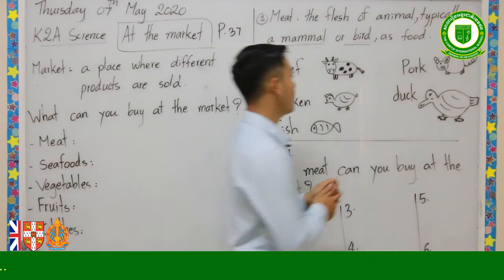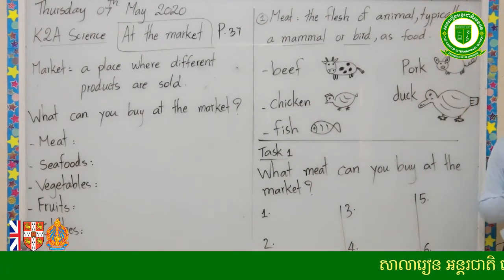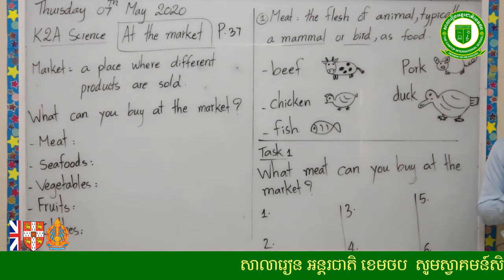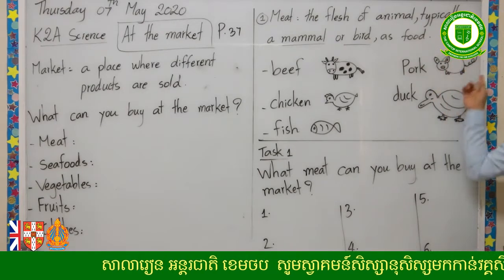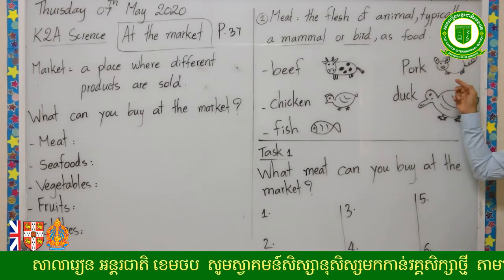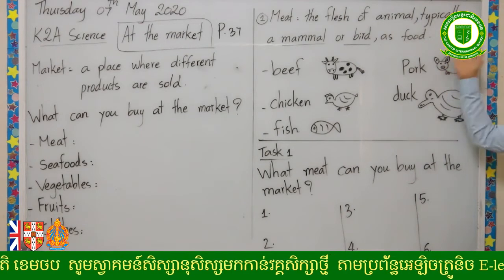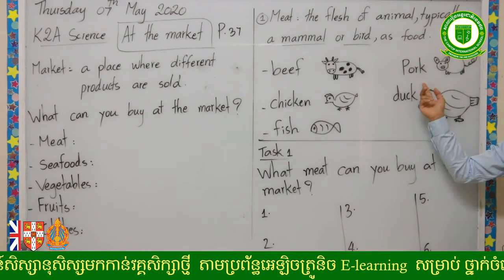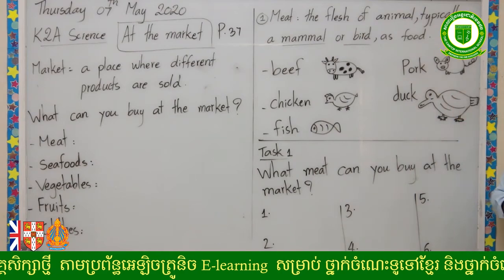The second one is pork. So what is pork? Pork refers to the meat of a pig. That's why I drew a pig here. When you chop the ham and different places of a pig, we call it pork. So pork is the meat of a pig.